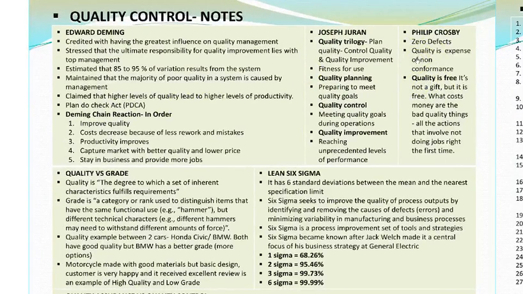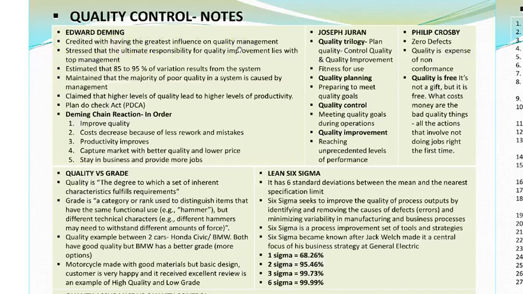Who maintained that the majority of poor quality in a system is caused by management? Plan, do, check, act, and is credited with having the greatest influence on quality management. Now again, that is Edward Deming. He's the one who said the plan, do, check, act. Then he's the one who stressed that the ultimate responsibility for quality management lies with the top management. Again, he's the one who's credited with the greatest influence on quality management.